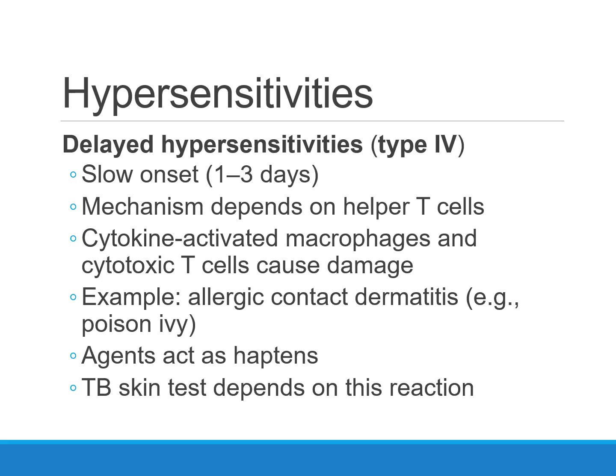Delayed hypersensitivities are type 4. They have a slow onset from 1 to 3 days. The mechanism depends on helper T cells. The cytokine-activated macrophages and the cytotoxic T cells are what cause the damage. Some examples of this are allergic contact dermatitis like poison ivy, or if you've ever had a reaction from a lotion that you changed or a soap or anything like that. The agents act as haptens. The TB test also depends on this type of reaction.